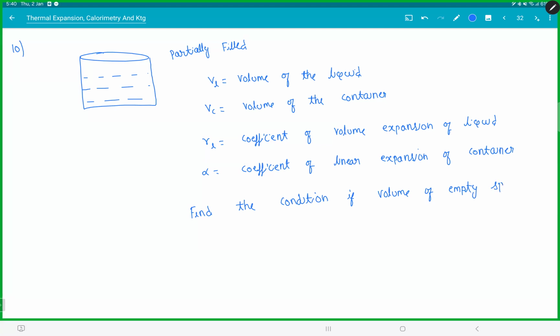It's an easy one. Meaning this volume of empty space which is there. So when you heat up the liquid will expand, container will expand, but I want that red space here to be constant. Then what is the condition?